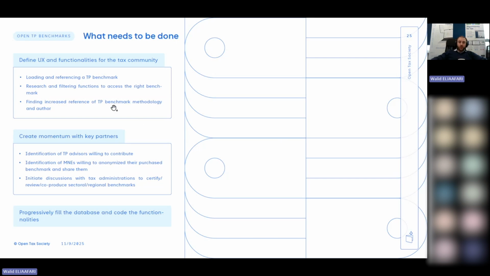So in terms of what needs to be done, again, we are working on defining the user experience and the functionalities, how to load benchmarks and how to reference them, and how we will build all of the search functionalities to get the right benchmark that you need. And finally, you may also want to reference the people who have authored the benchmark so that their work is still related to them, so that if someone needs comparable work on benchmarks, they can find the right provider. And there is a way to create such a momentum if key partners decide to go in this direction.